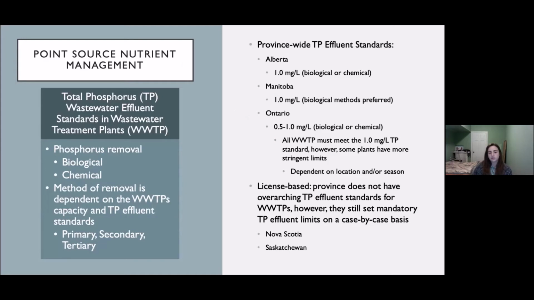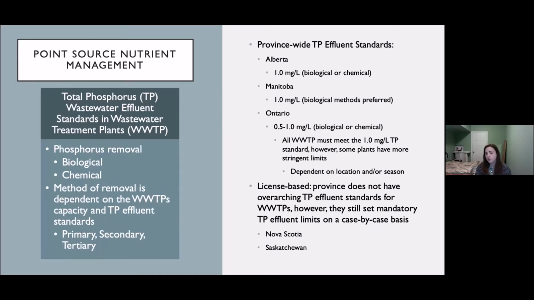So several of the provinces, namely Alberta, Manitoba, and Ontario, have all put in provincial-wide guidelines for total phosphorus effluent standards. So in Alberta, it's 1.0 micrograms per liter, and they can use biological or chemical methods. Manitoba is also 1.0 micrograms per liter, but they prefer using biological methods of phosphorus reduction. In Ontario, it's a range of 0.5 to 1.0, either biological or chemical.